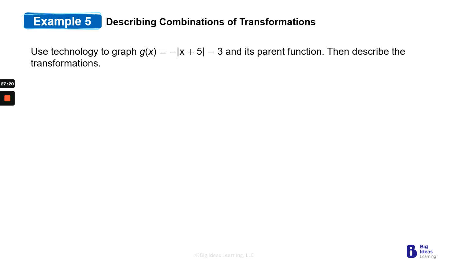And then make sure you also list what happened. We reflected over the x-axis. Reflect over x-axis. We moved to the left. What was it, 5? And then we went down 3. All right.